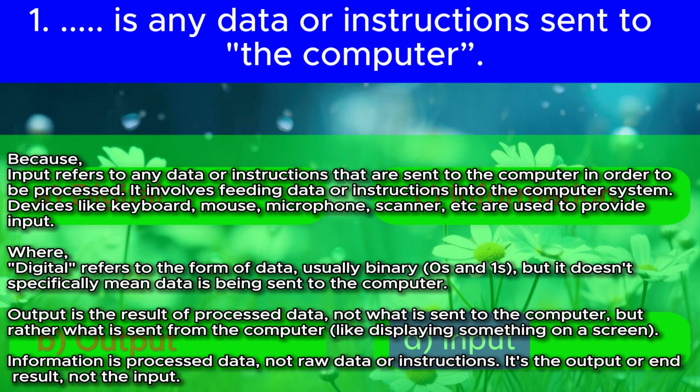Digital refers to the form of data, usually binary, zeros and ones, but it doesn't specifically mean data is being sent to the computer. Output is the result of processed data, not what is sent to the computer, but rather what is sent from the computer, like displaying something on a screen. Information is processed data, not raw data or instructions. It's the output or end result, not the input.